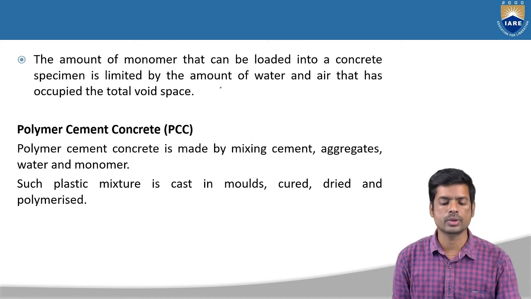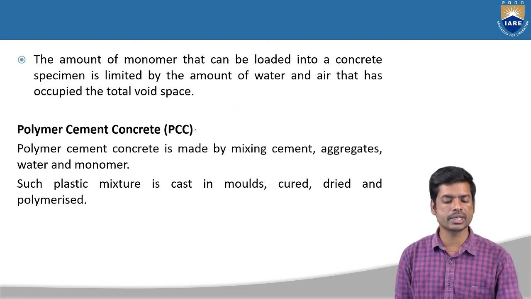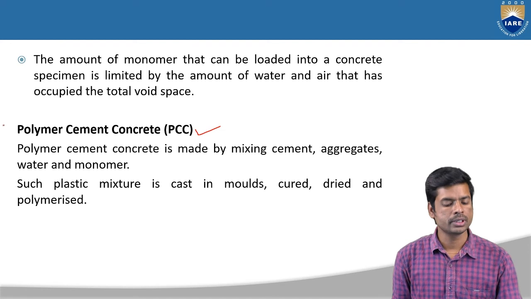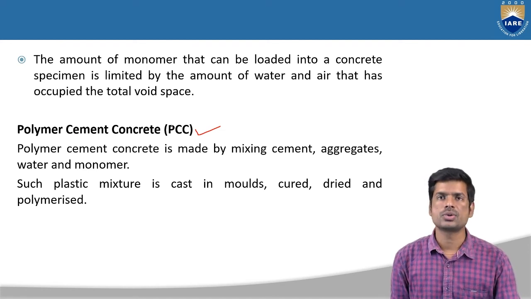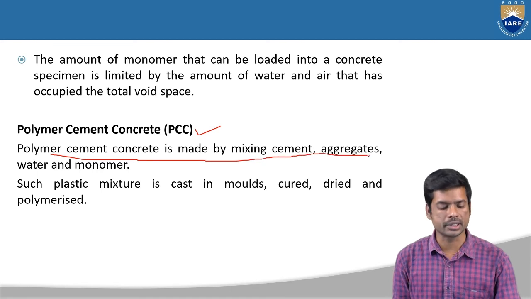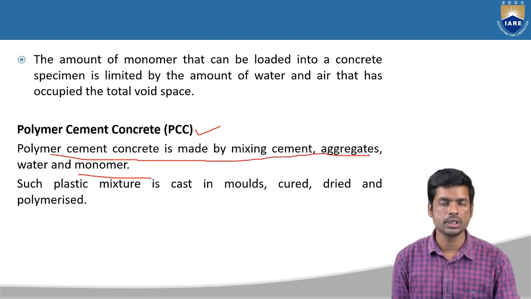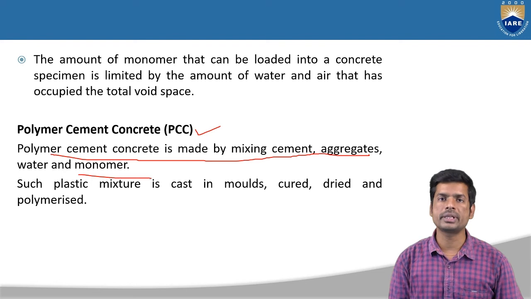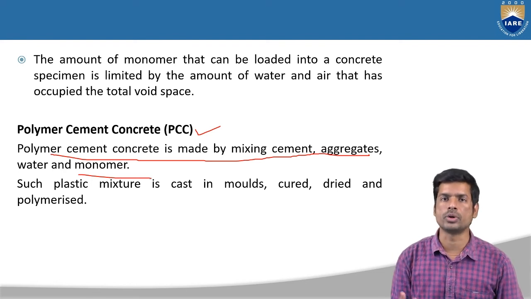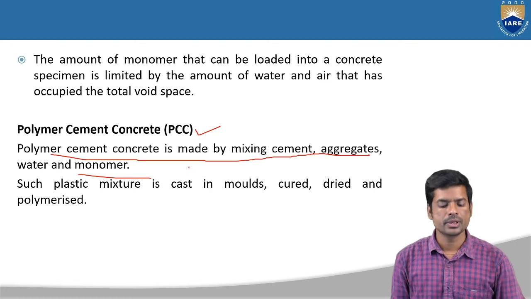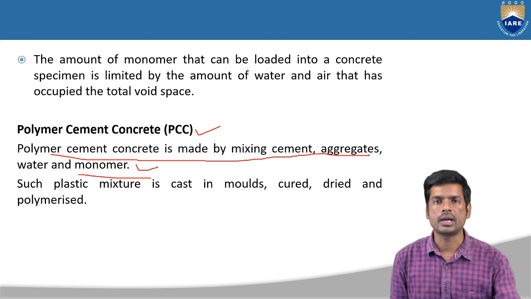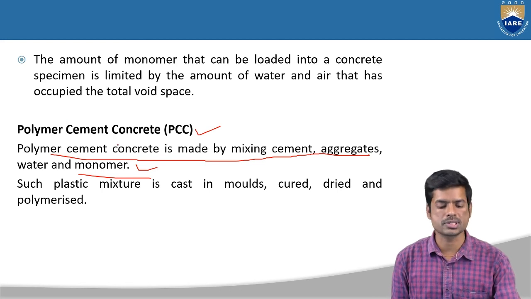Next, coming to the next type of concrete, polymer cement concrete. Polymer cement concrete is made by mixing cement, aggregates, water and monomers. While mixing the raw materials, we add the monomers. It may be in liquid form or solid form. While mixing these raw materials, we add these monomers. That is why it is called a polymer cement concrete.